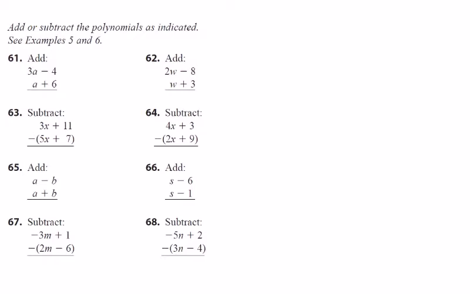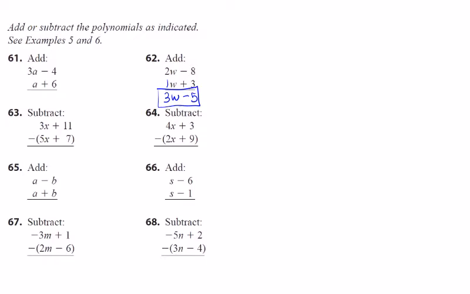So 62 says add, and we're given a vertical alignment here. And so we're just going to combine like terms like we normally would. So 2w plus w, right? We're adding once again, so that's just going to be 3w. Remember there's an invisible 1 there, so 2 plus 1 is 3. The coefficient changes, but the exponent doesn't, or the variable part doesn't. Okay, so then now we have negative 8 plus 3, so that's negative 5. So 3w minus 5, excuse me.